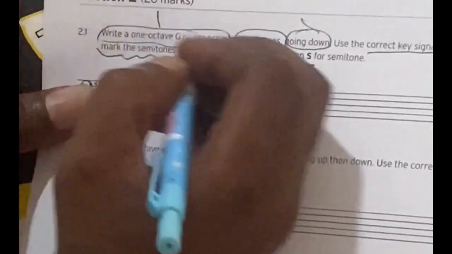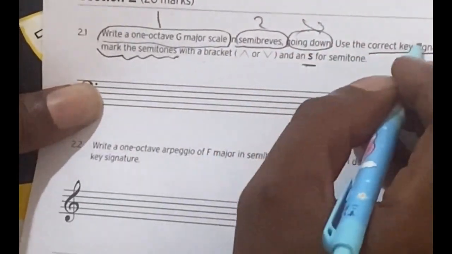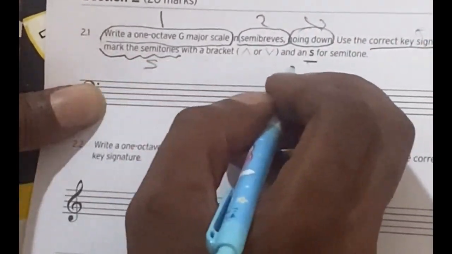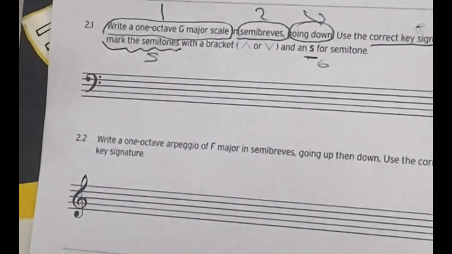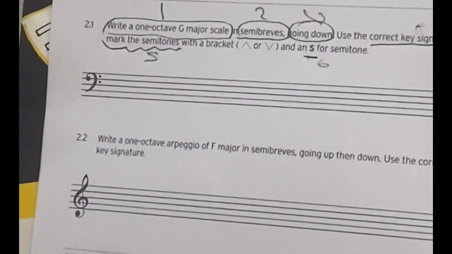Wow, so it's one thing, two things, three things, four things, five things, six things to do. And if you don't separate your questions, you forget something. That's why I'm saying always separate your questions and do a tick box. Mark it off. So first, write a one octave G major scale.